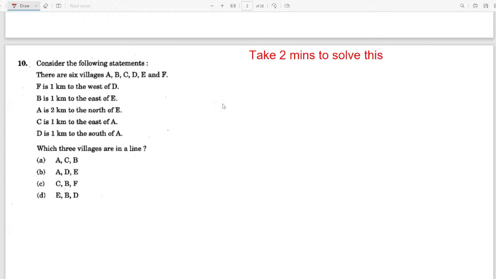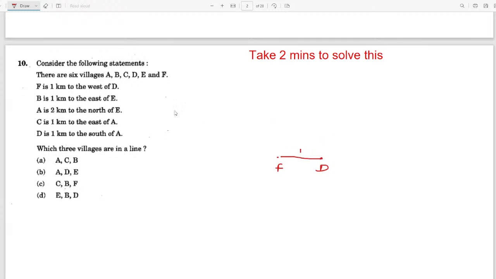Whenever you're drawing something in the question paper, ensure that you are drawing in the middle, because you don't know if there is space at the top, right, left, and bottom corners. So ensure that you write the first thing in the middle. They are saying that F is 1 kilometer to the west of D. So let this be D, and F is 1 kilometer to the west of D. This is F. This is 1 kilometer. And B is 1 kilometer to the east of E.